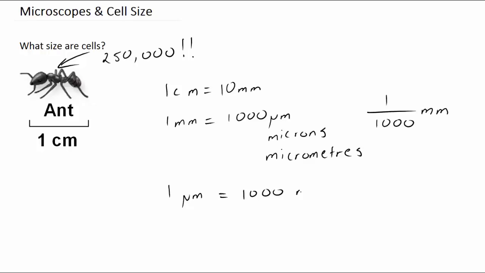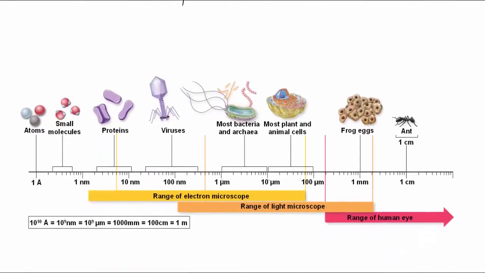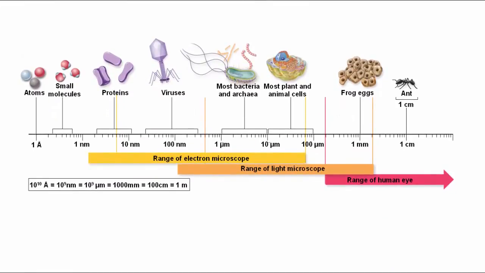Now that you're familiar with microns and nanometers, let's take a look at the typical size of different cells. The human eye is capable of seeing quite small things. Depending on your eyesight, you may be able to see things that are smaller than a millimeter in size. Anything smaller than that, and you'll start to have to use a light microscope.